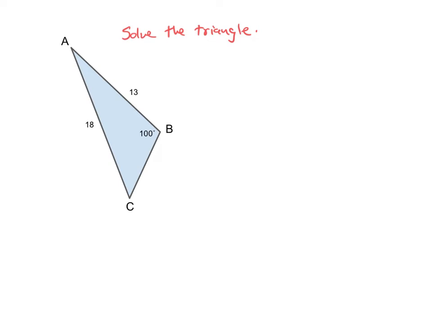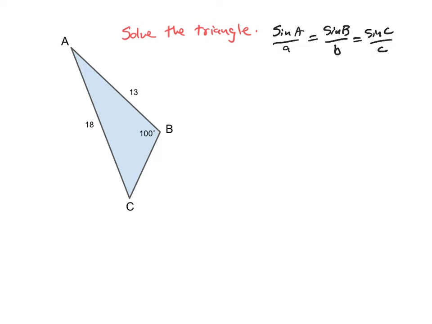Notice in this case, though, I'm only given one angle. I'm not given two angles. So we're still going to end up using the law of sines. So I'm still going to end up with the sine of A over A is equal to the sine of B over B, which is equal to the sine of C over C.